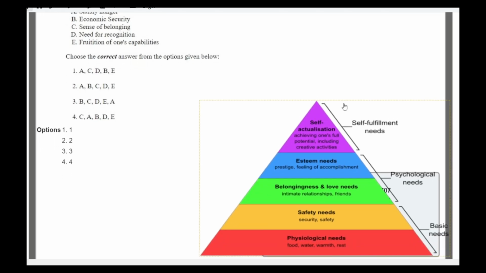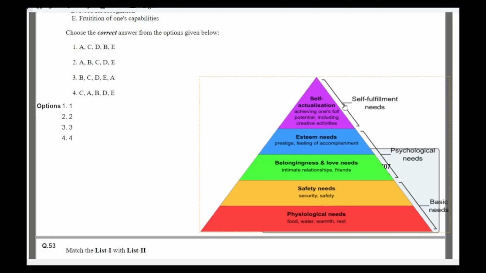On the base of this pyramid come your physiological needs. After that, the safety needs. The third one is belongingness and love needs, and fourth one is self-esteem, and last one is self-actualization. So the things that come under these various steps are also mentioned in this particular screenshot. So you can go through this. You can pause this video and you can answer this question on your own.